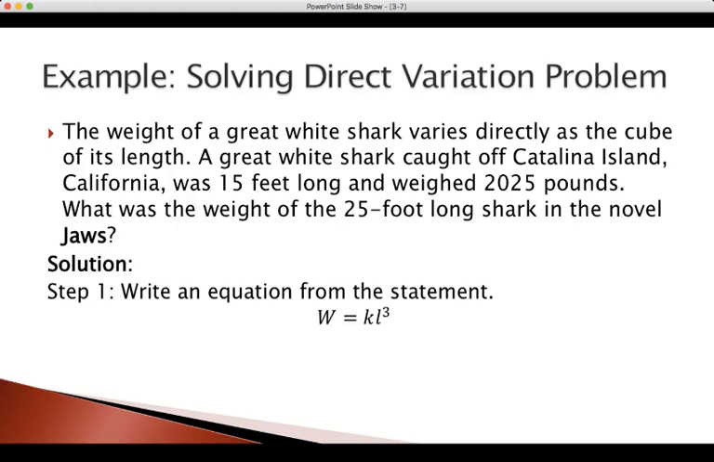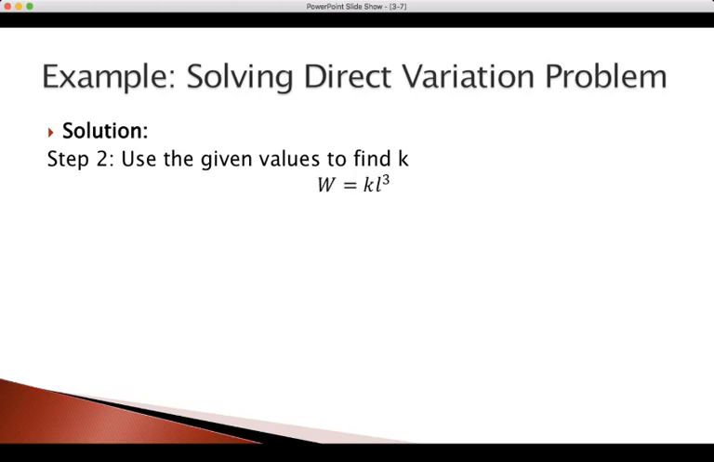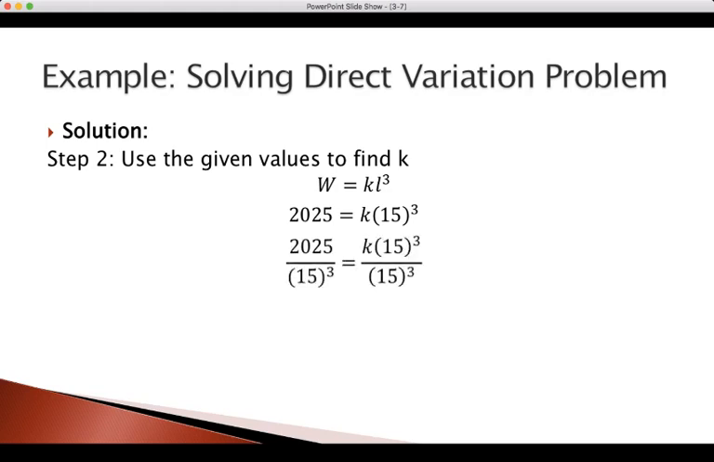So, step 2. Let's use that example that was given, that a great white shark that was 15 feet long weighed 2,025 pounds. Let's use that information to solve for the value K. So, start with the equation. Sub in 2,025 for W, 15 for L. Divide both sides by 15 cubed. And then we get K is equal to 2,025 divided by 3,375, or about 0.6. So, by using the equation we have in hand and the example the problem gives us, we have determined that our constant K is equal to 0.6.